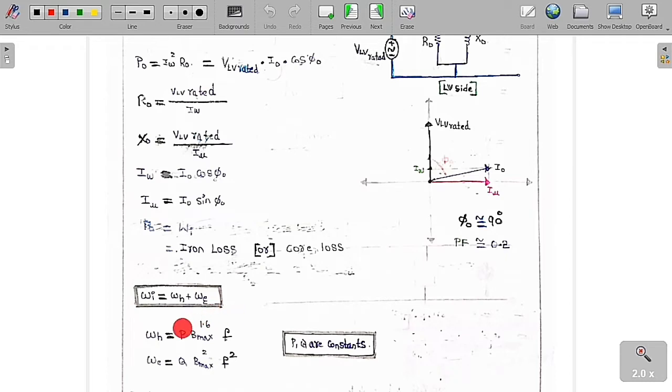So I have already told you hysteresis loss is equal to eta into B_m to the power of 1.6 into F into volume of core, whereas the eddy current loss is equal to K_e into B_max whole square into F square into P square. So you can use some constants P and Q. So P and Q are said to be some constant values.